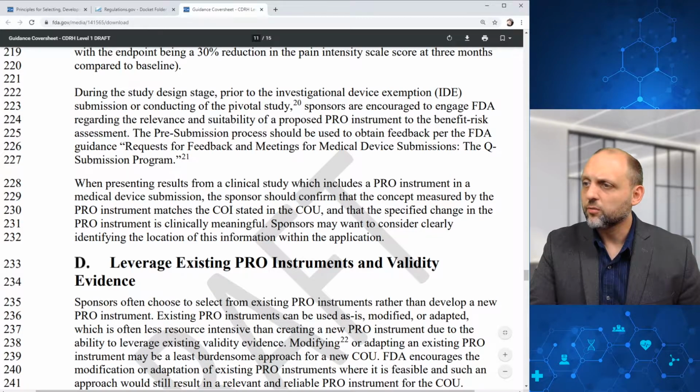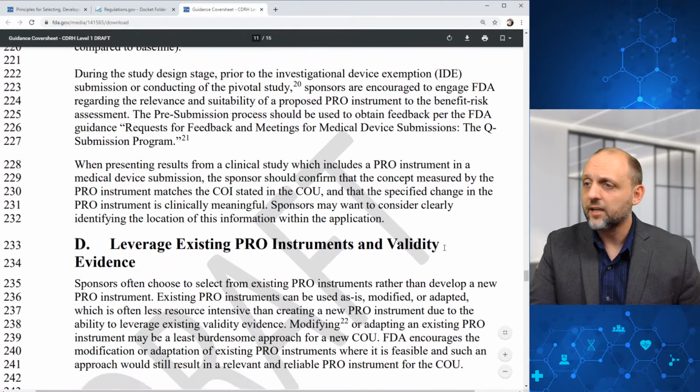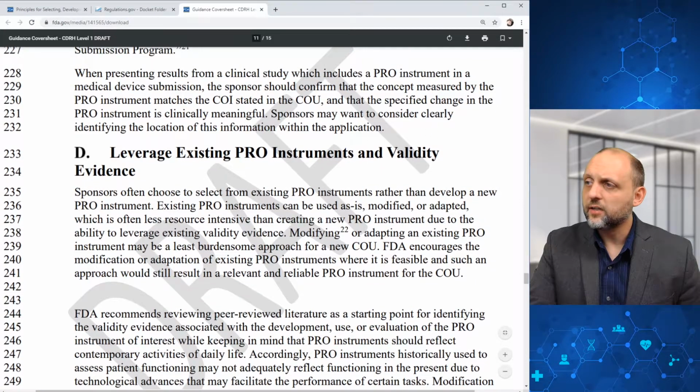When presenting results from a clinical study, which includes a PRO instrument, in a medical device submission, the sponsor should confirm that the concept measured by the PRO instrument matches the COI stated in the COU and that the specified change in the PRO instrument is clinically meaningful. Sponsors may want to consider clearly identifying the location of this information within the application. It seems that FDA generally might expect this more in PMAs based on the language that they used here.